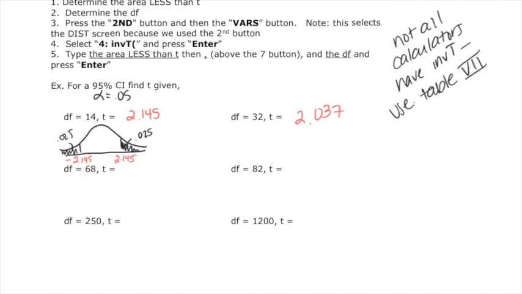Let's try one more. Let's try this last one using degrees of freedom 1200. When we have a really, really large sample size, hopefully you notice that the critical value is positive 1.962, but that's really close to the same critical value that we used when we were using the standard normal distribution.